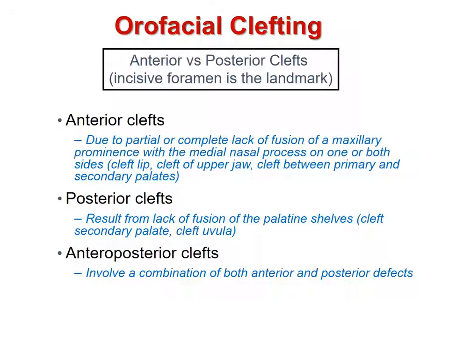Anterior clefts result from partial or complete lack of fusion of a maxillary prominence with the medial nasal process on one or both sides, leading to a cleft lip, a cleft of the upper jaw, or a cleft between the primary and secondary palates. Posterior clefts occur when the palatine shelves fail to fuse, producing an isolated cleft secondary palate or cleft uvula. Antero-posterior clefts involve a combination of anterior and posterior defects.